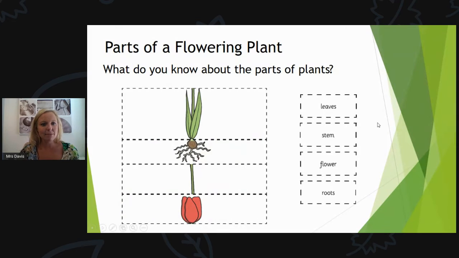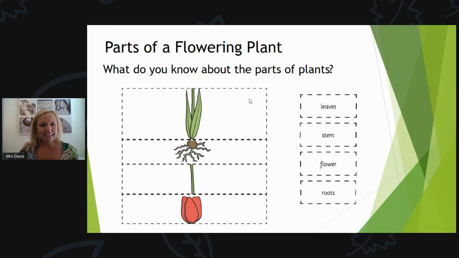Brilliant. Right, same again. What do you know about the parts of a plant? So let's have a go here with a flower. Again, we've got leaves, stem, flower, and roots. I've got our labels, and then we've got our pictures. Now, like I say, slightly muddled up. So you can pause the video, have a go either at drawing the flower with the correct labels next to it, or just check that you can put it in the correct order and see whether you know which label goes where. Pause the video now.